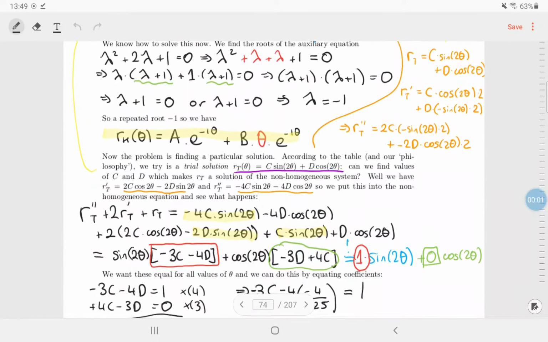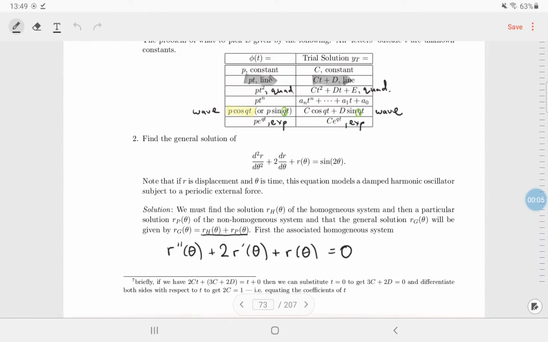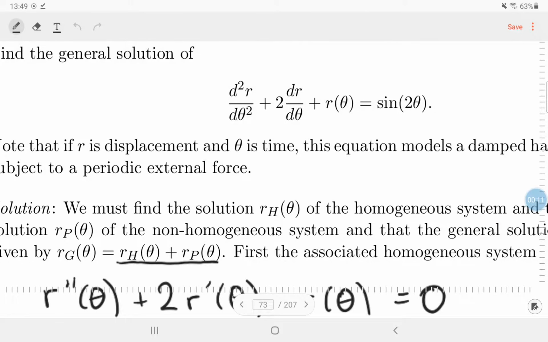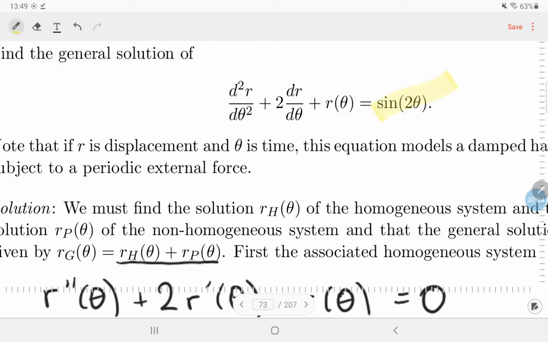Follows on from last week. So let's just look back at this example that we did. The theory says that if you've got a second order linear differential equation with what we can consider an external force, then the solution is a homogeneous solution plus a particular solution.